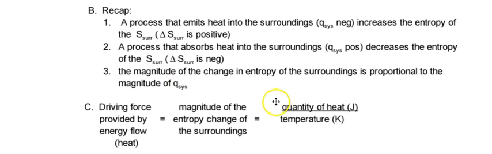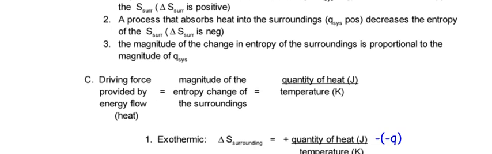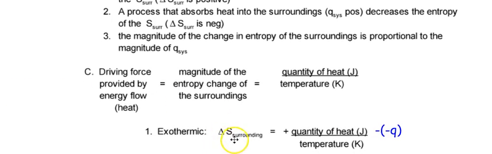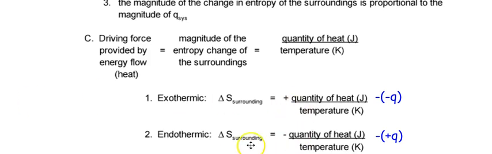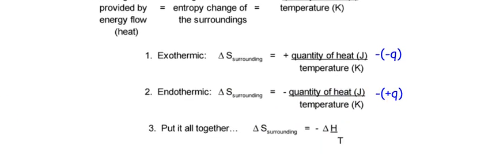And so here it is. I've already read through this. It's the quantity of heat over the temperature in Kelvin. So for an exothermic reaction, the delta S surroundings is positive. Why? Because it's the opposite of an exothermic. So what do two negatives make? A positive. Okay, so what about over here? The delta S of surroundings is negative. Why? Because the quantity of heat is positive, and so it's the opposite sign. So if you want to put this all together, the delta S surroundings is equal to the opposite of the delta H in joules divided by the temperature in Kelvin.